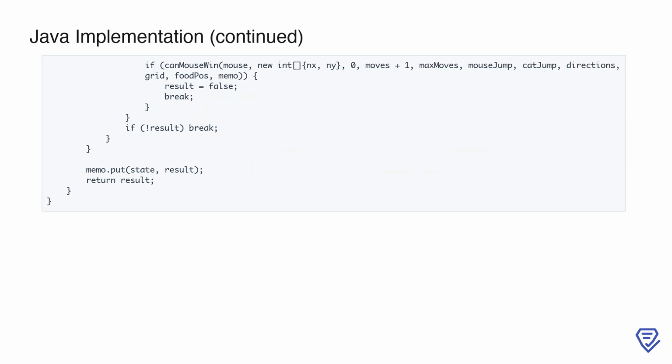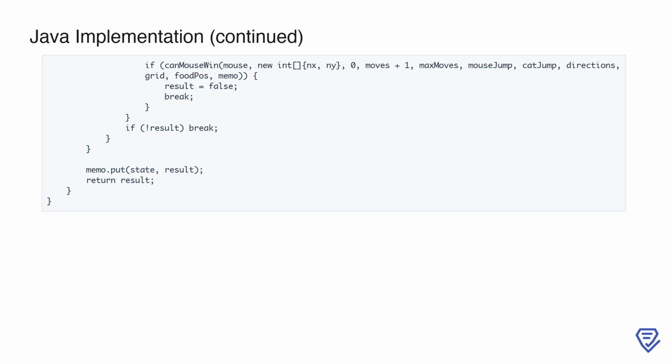If it's the cat's turn, the logic is similar but reversed. The cat tries to prevent the mouse from winning, so we start by assuming the result is true, meaning the mouse can't win. Then, we explore all valid moves the cat can make within its jump distance. For each potential move, we recursively check if the mouse can still win after the cat's move.